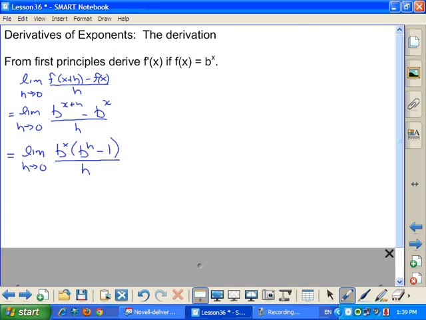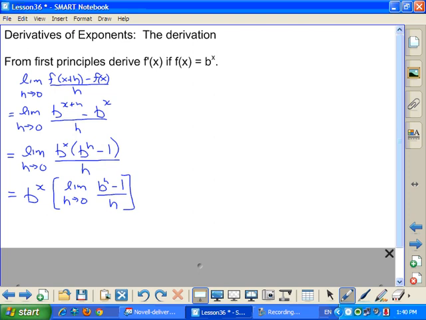If we were to do the distributive law, you're adding your exponents, b times b, so you add the exponents, you get x plus h, and then times 1. That's why that works the way it does. We now have an expression for the limit, and b to the x doesn't cause us any problems, so I'm going to move it out front. So b to the exponent x multiplied by the limit as h approaches 0 of b to the h minus 1 over h. Well, what is that equal to?